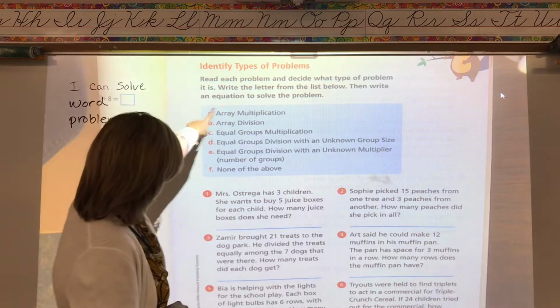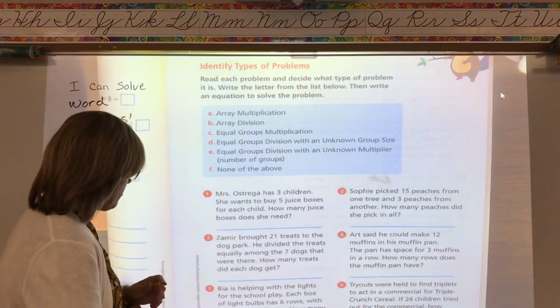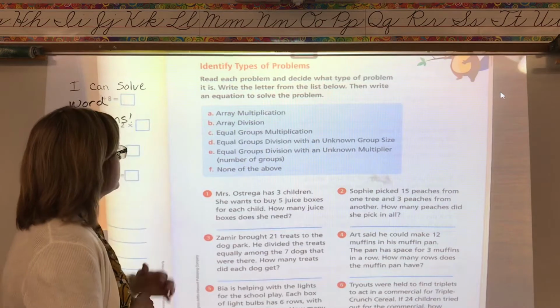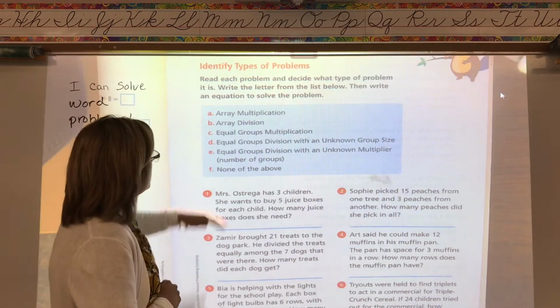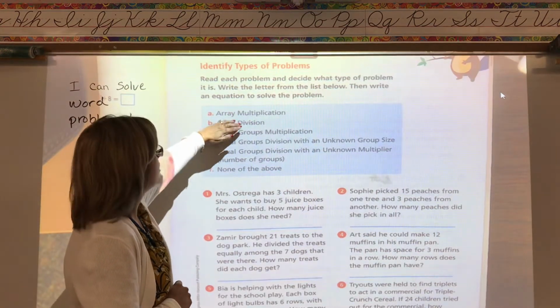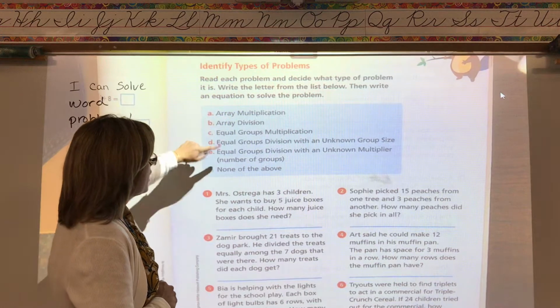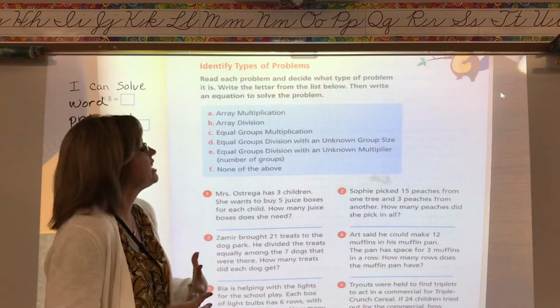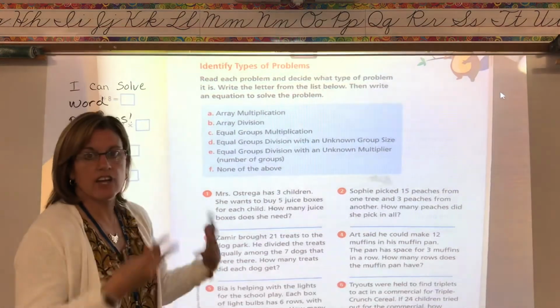Up here it says read each problem and decide what type of problem it is. Write the letter from the list below. Then write an equation to solve the problem. So what this is, there's different types of word problems, and they want you to be able to identify what type they are to help you draw your picture out.